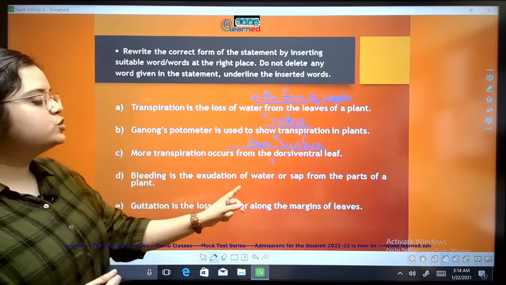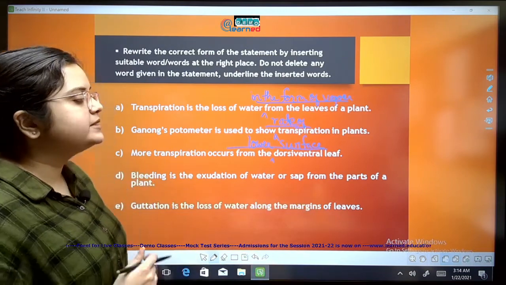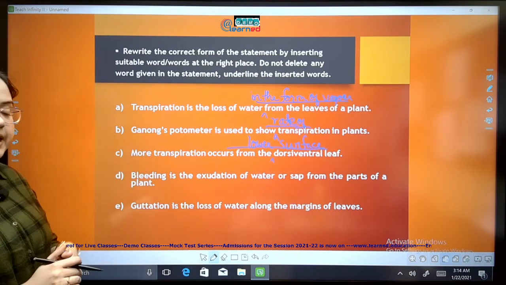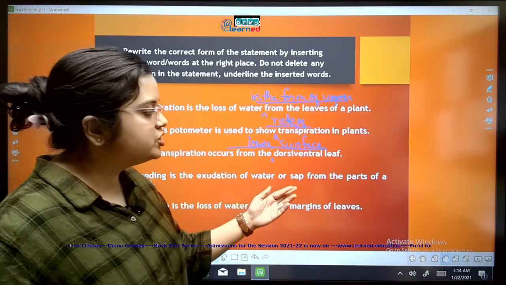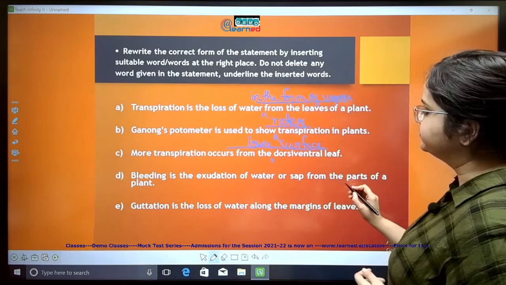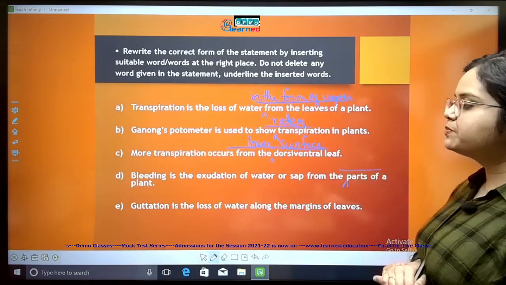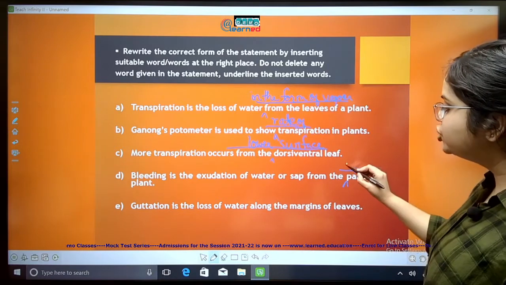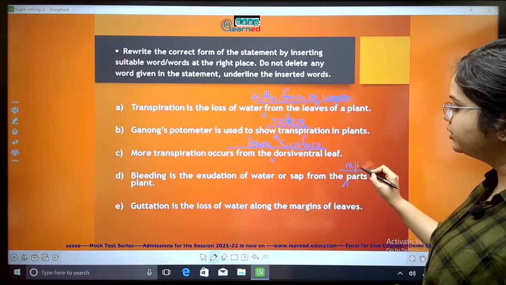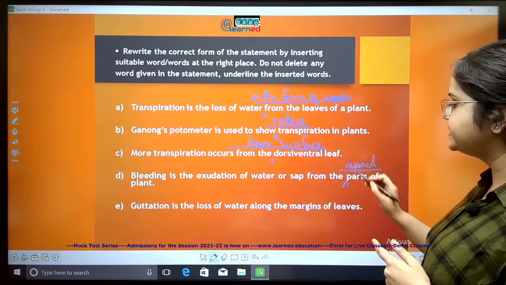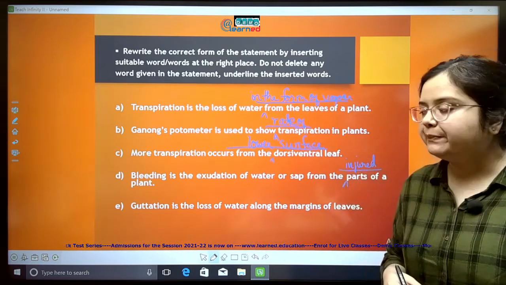Bleeding is the exudation of water or sap from parts of a plant. Had it been a fill in the blanks question, the blank would have been here. From this, which part? From injured parts. If you do not injure the stem, if you do not cut the stem, bleeding would not happen.